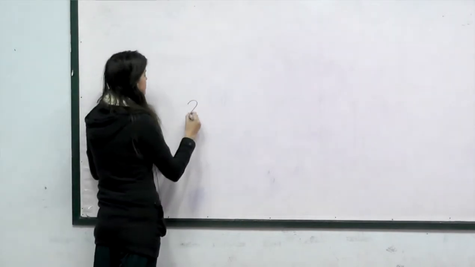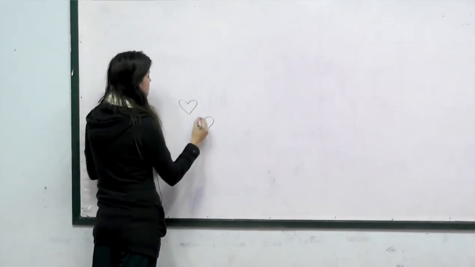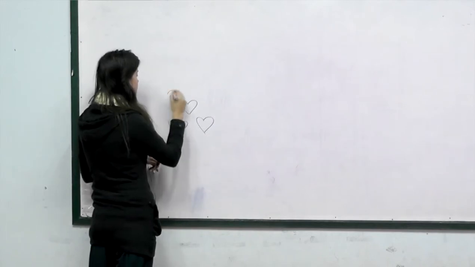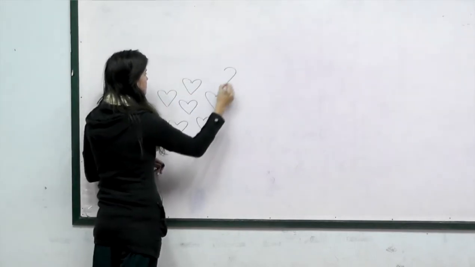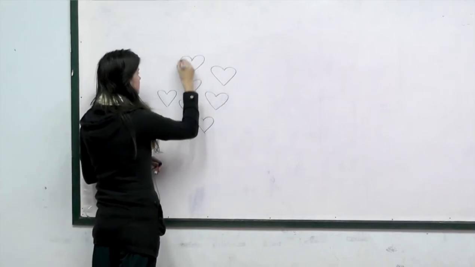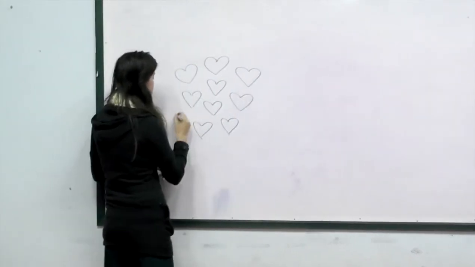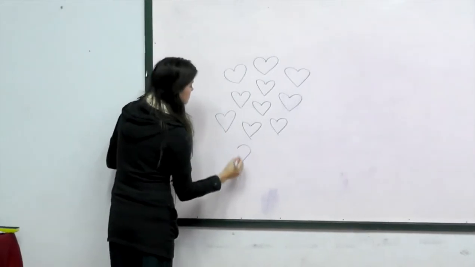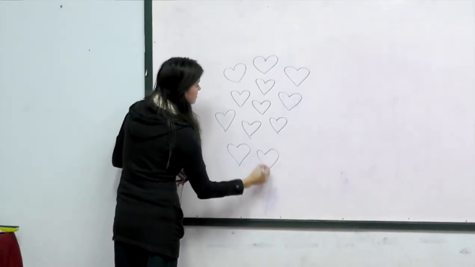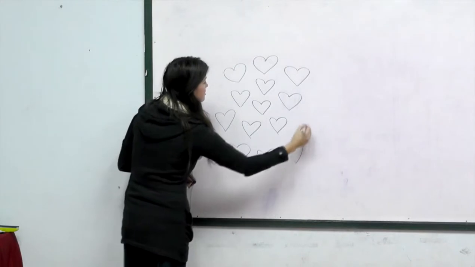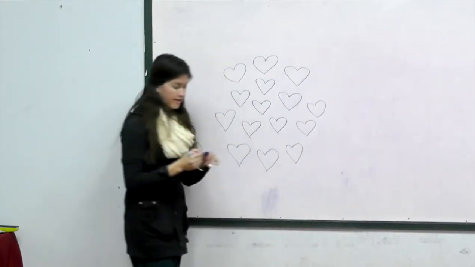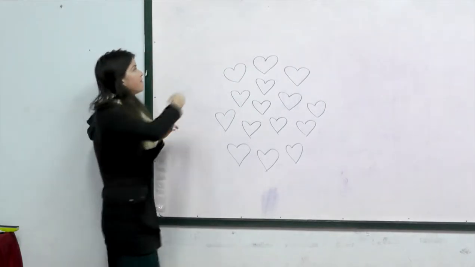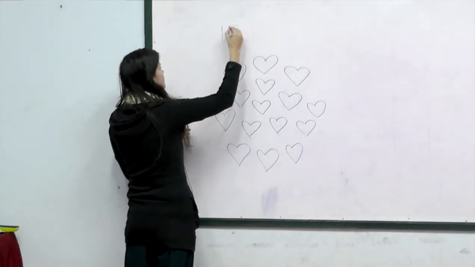So let's start with some hearts. How many hearts do we have? Help me count. 2, 3, 4, 5, 6, 7, 8, 9, 10, 11, 12, 13, 14, 15. Okay, 15 hearts. So we have 15 hearts all together.